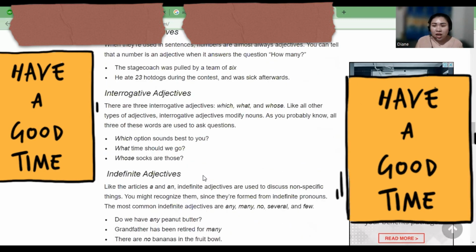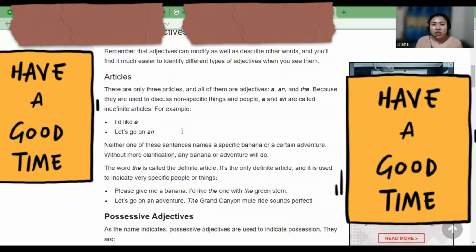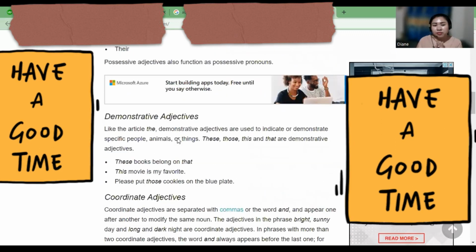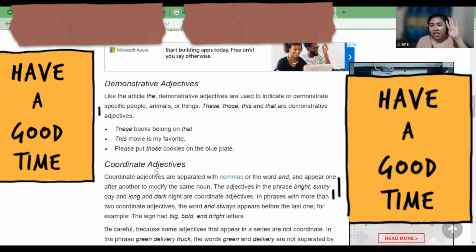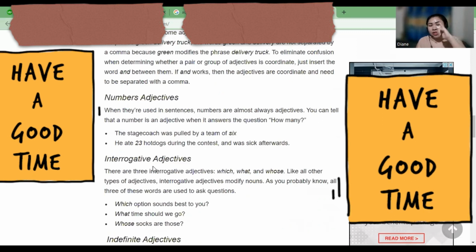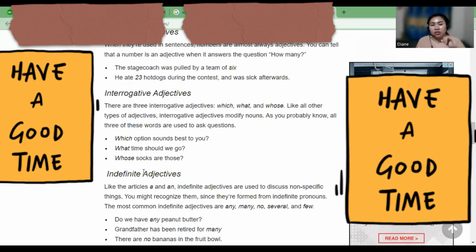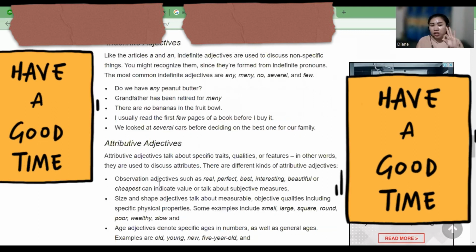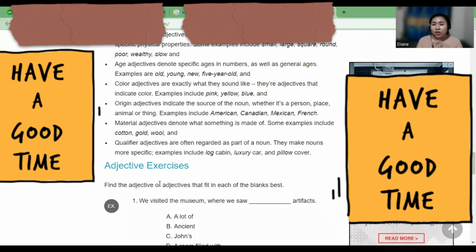So these are the types for the review. Types of adjectives: we have articles, possessive adjectives, demonstrative adjectives, coordinate adjectives. Number 5, number adjectives. Number 6, interrogative adjectives. Number 7, indefinite adjectives. Number 8, attributive adjectives. So there are 8 types.